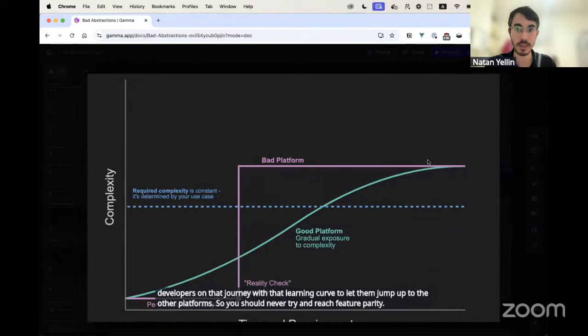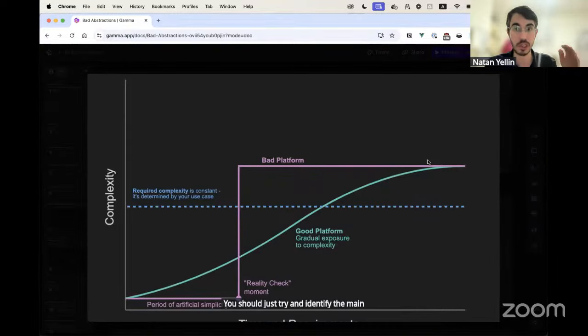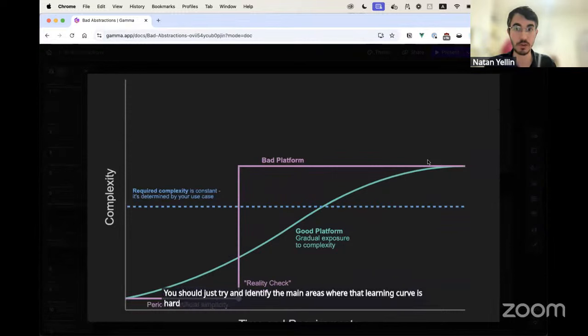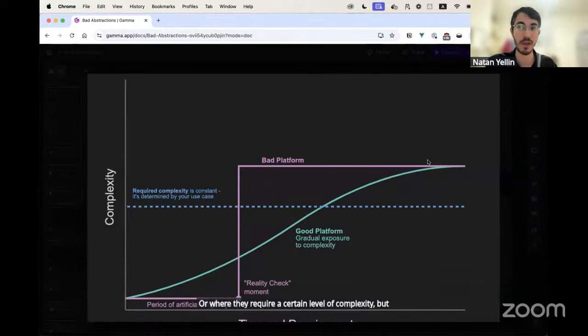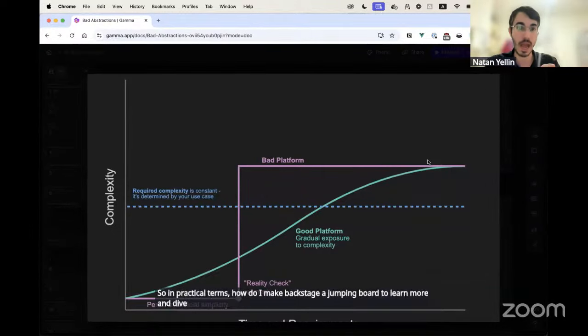You should just try to identify the main areas where that learning curve is hard today, or it's breaking, or people don't know things they should know or should be using, or where they require a certain level of complexity. And how do I take them on that journey? In practical terms, how do I make Backstage a jumping board to learn more and dive into other platforms, not the only place where people ever have to go?